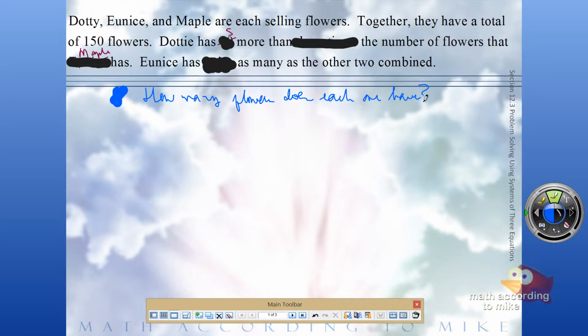Well, in these problems, you start with your question. Do we know how many flowers each one has? No, we don't. So this is where you're going to name and define your variables. So you could say X is the number of flowers Dottie has. Y is the number of flowers Eunice has. And Z is the number of flowers Maple has.